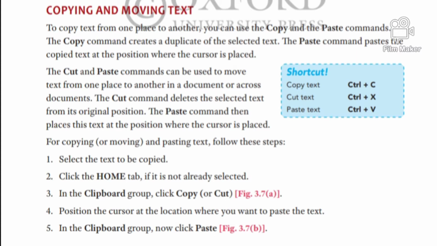Now what is the second point? The second point is to click the Home tab if it is not selected. Now the third point is, in the Clipboard group, click Copy or Cut. You can copy the text or you can cut the text. Okay, now the fourth point is to position the cursor at the location where you want to paste the text.